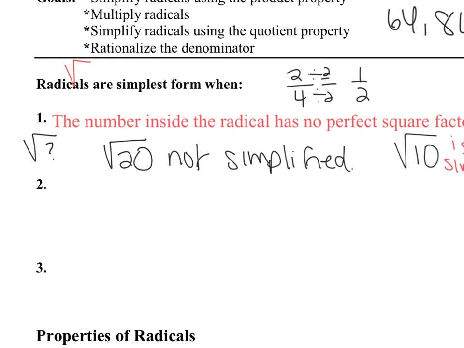So the second thing that will have to happen in order for a radical to be in simplest form is there can't be a fraction under the radical.